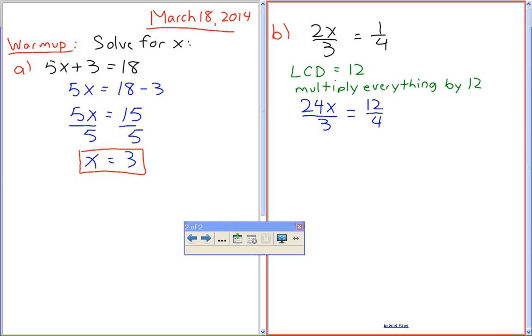Now you may say, Mr. Sadler, I don't like this, because they're still fractions. Why am I happy? Thank you, Sahil. Why am I happy? John, I'm picking on you, you're sitting in the back. What's 24x divided by 3 equal to? 8. Right, so 8x.